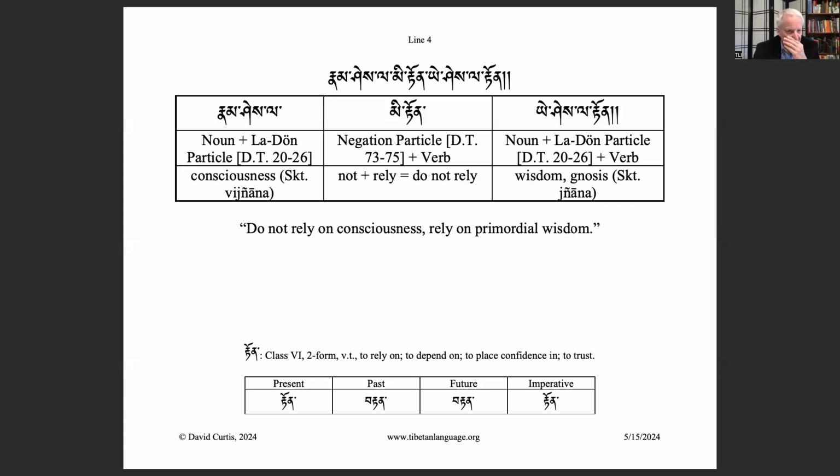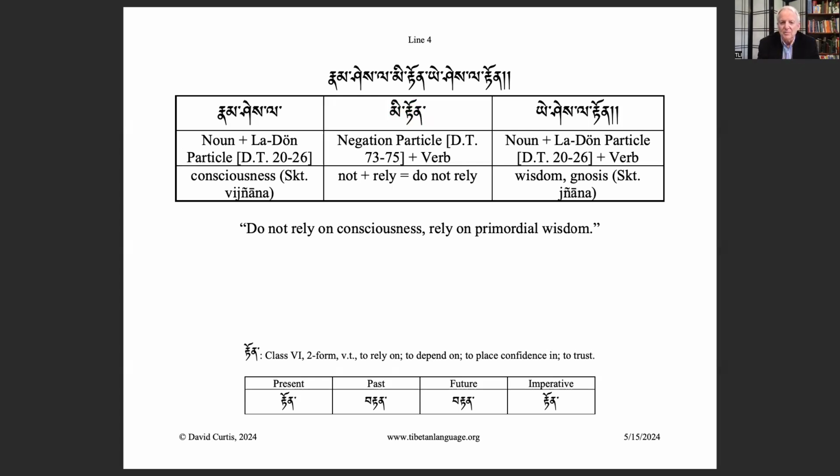So Namshe la, regarding consciousness, and then mita, again, don't rely, not. So rely not on consciousness. Don't rely on consciousness. So we can rely on it in a relative way, obviously, right? That's how we live in the world. But ultimately, when we're talking about liberation, realization, enlightenment, and the ultimate nature of things, we can't rely on that kind of consciousness, because it's incomplete.